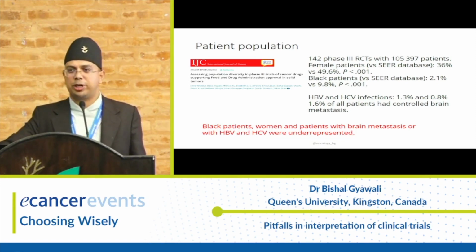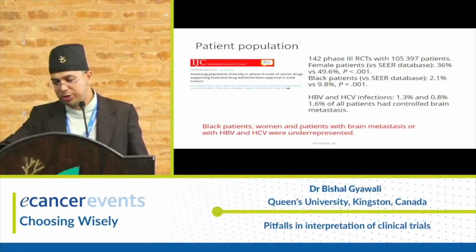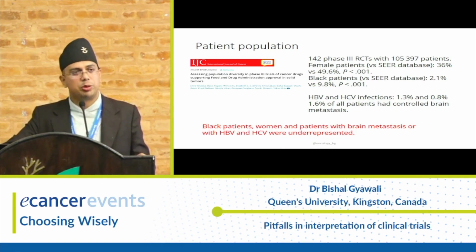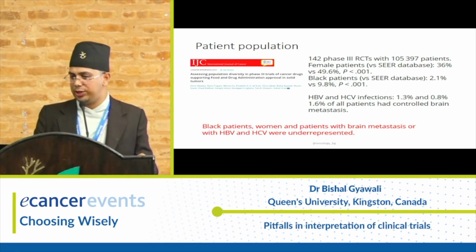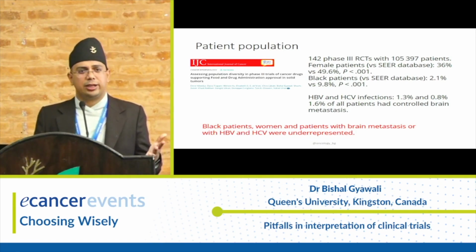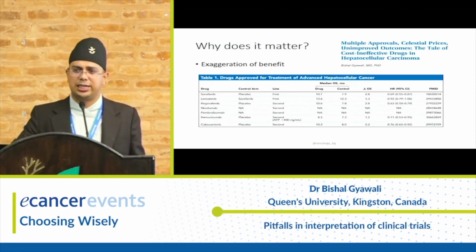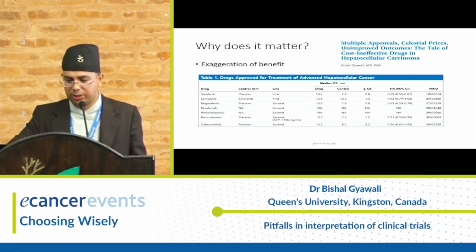Obviously, Indian subcontinent patients are far underrepresented. And patients with HPV and HCV infections were only a few percentage of the patients. So we need to be mindful of the patient population. Why should we be mindful of that? Why does it matter? Because if the patient population is highly selected, then it exaggerates the clinical benefit.